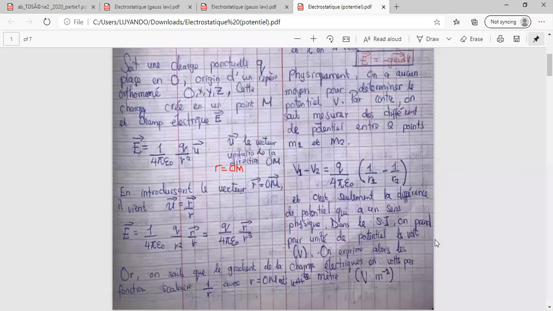Dans le SI, on prend comme unités de potentiel les volts. On exprime alors les champs électriques en volts par mètre. So we have V m to the power negative 1. Yeah, so our potential is measured in SI units in volts, and that's why our electric field is measured in volts per meter. So we have our volts.